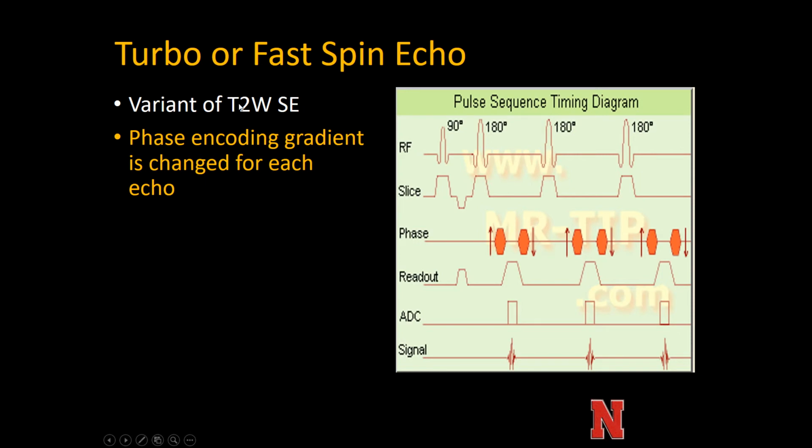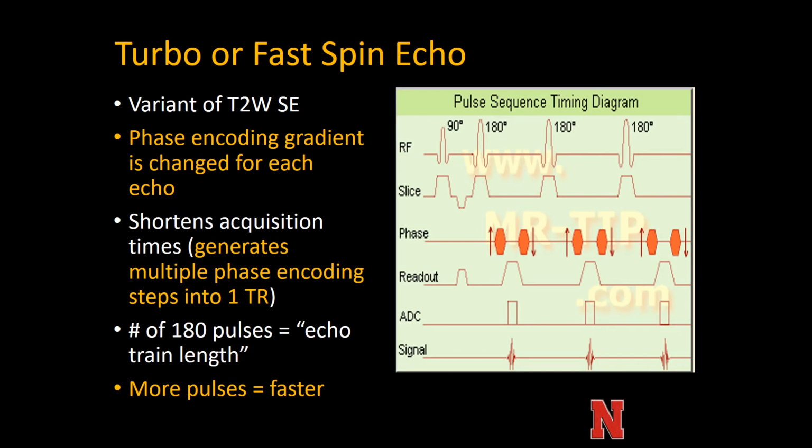The phase encoding gradient is changed for each echo. So if you look at the phase part of the spin echo pulse diagram, the phase encoding gradient goes up and down, up and down, up and down. That left to right direction or anterior to posterior direction, whatever you're using in the phase encoding direction, is switched for every echo. Why is this used? Well, functionally, it allows the whole pulse sequence to shorten in terms of the overall acquisition time.